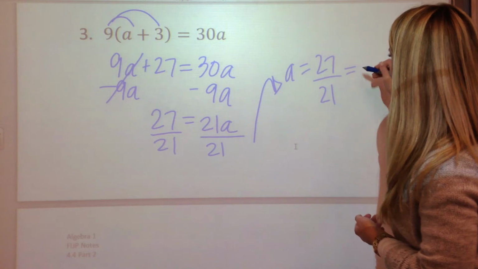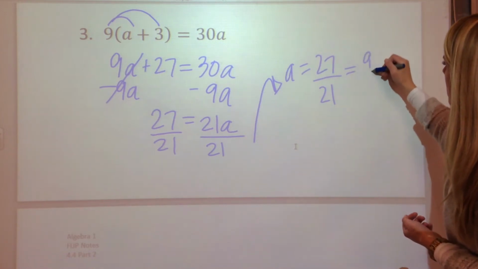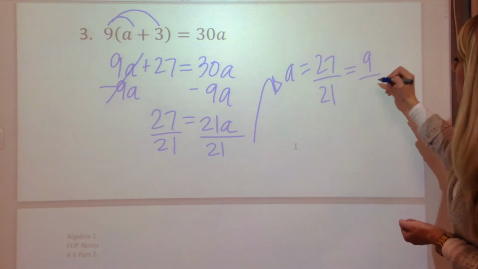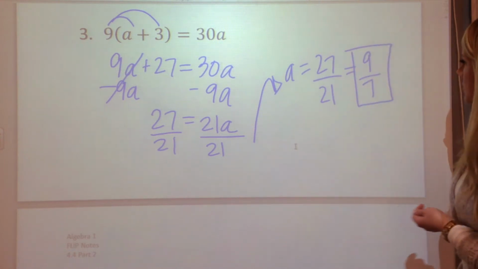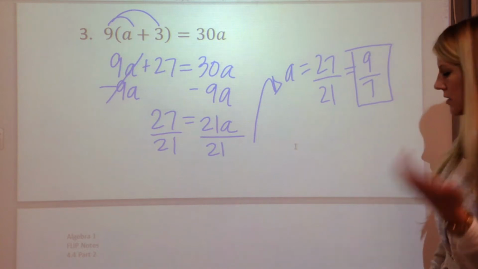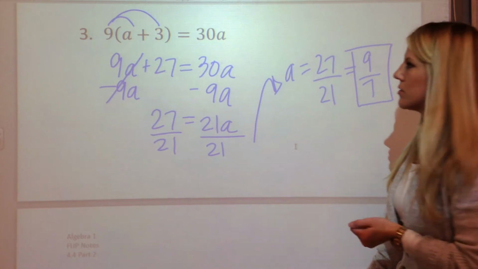Can I reduce that? Yes. What goes into both numbers? 3. 27 divided by 3 is 9. 21 divided by 3 is 7. So a equals 9/7. Or 1 2/7, however you want to write it. I like my improper fractions as long as they're reduced.